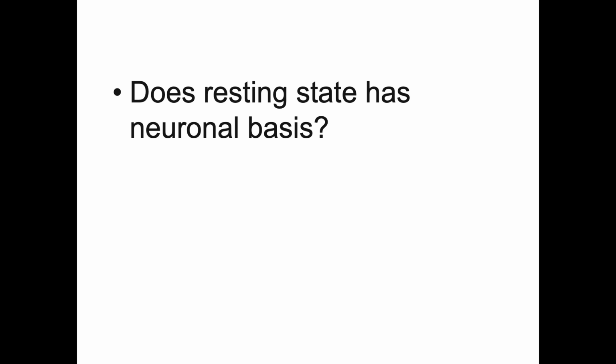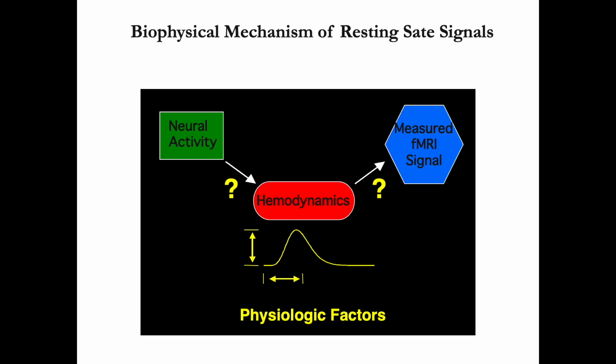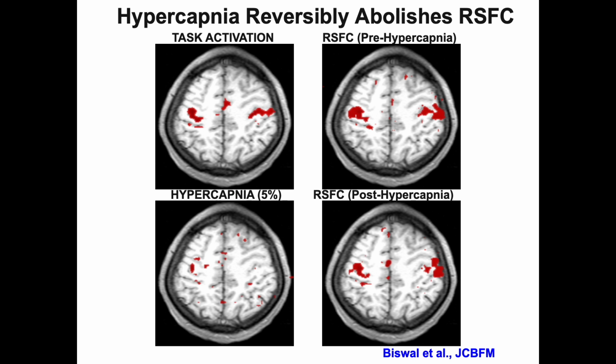Here I'll briefly discuss some of the work done to differentiate between neuronal basis versus vascular effect. Again, the fMRI signal can be thought of as a convolution between neural activity and physiological factors. Here, in an experiment, we used a hypercapnic stimulus to study the effect of increased blood flow on functional connectivity.